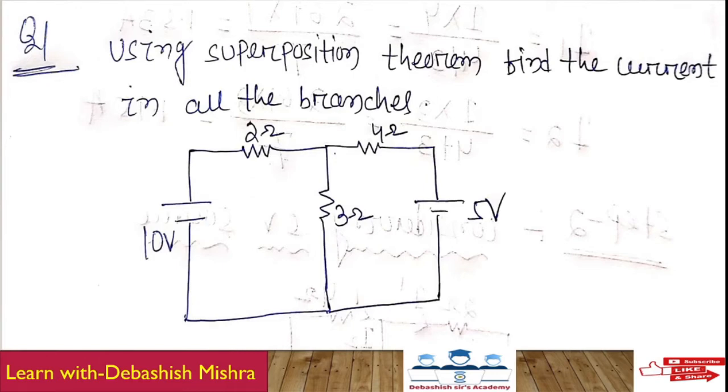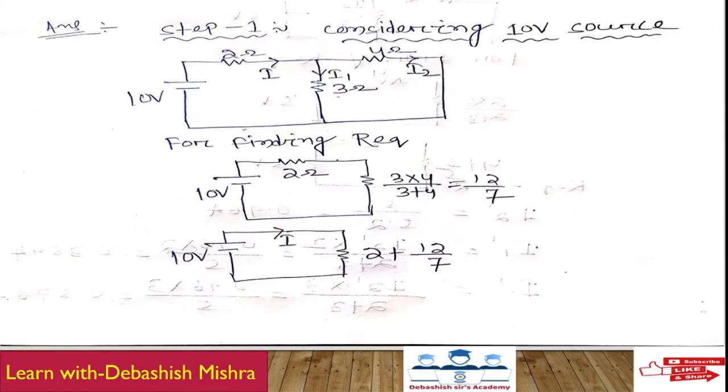For better understanding, I have discussed superposition theorem by one problem. Using superposition theorem, find the current in all the branches. A 10 volt source is there, a 5 volt source is there, and 2 ohm, 3 ohm and 4 ohm resistances are there. We have to find the current across the 2 ohm, 3 ohm and 4 ohm.